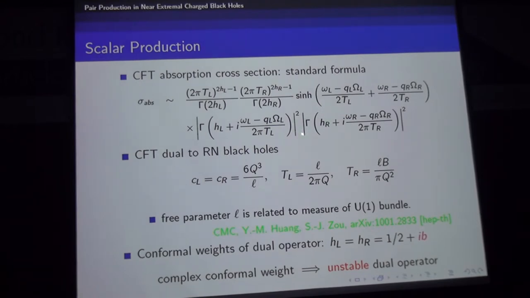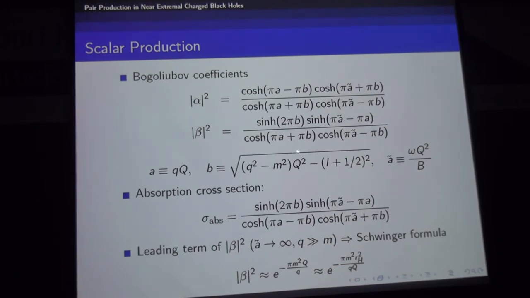So now in order to compare the absorption cross-section, the missing information is the conformal weight, because this conformal weight should correspond to the dual field. So for example, here we consider the scalar field, so we should have the dual operator corresponding to this scalar field. And this conformal weight actually can be read out from the asymptotic form of the solution. And it turns out the conformal weight is one half plus i b. b is just the parameter here.